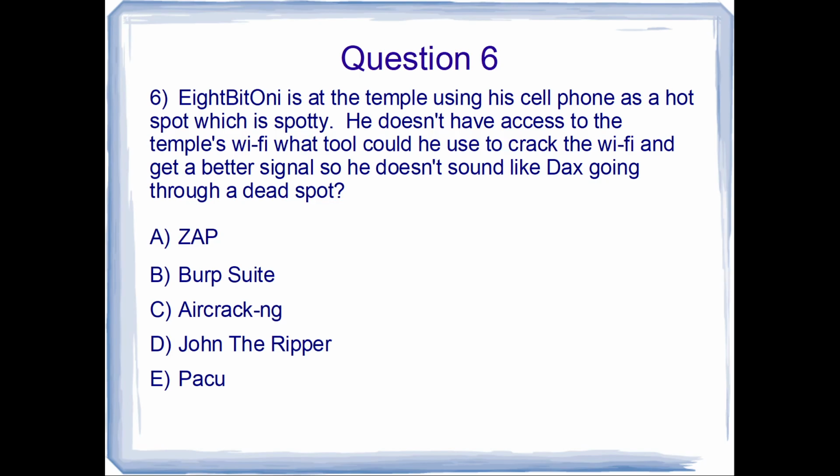8-bit Oni is at the temple using his cell phone as a hotspot, which is spotty. He doesn't have access to the temple's Wi-Fi. What tool could he use to crack the Wi-Fi and get a better signal so he doesn't sound like Dax going through a dead spot? Would we use ZAP, Burp Suite, Aircrack-ng, John the Ripper, or PACU?